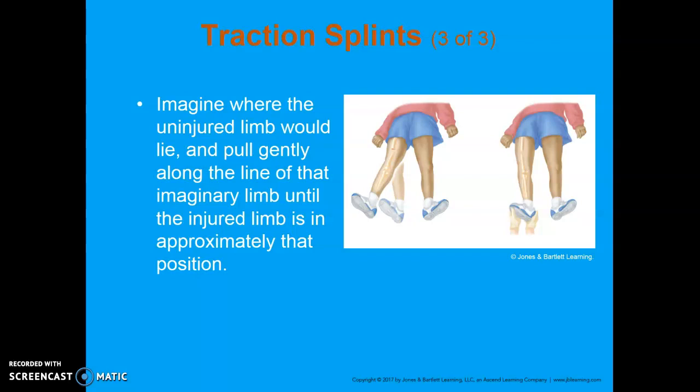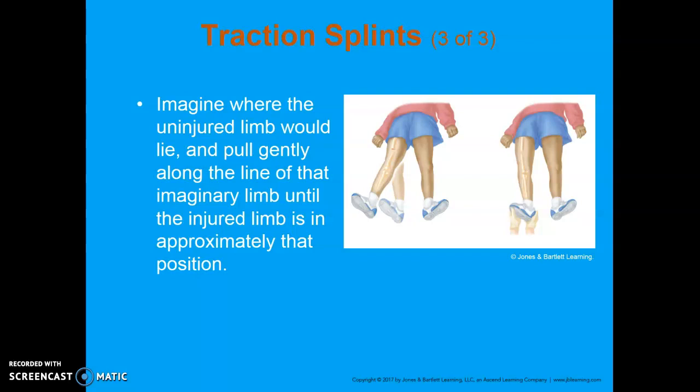You want to imagine where the uninjured limb would lie, how it would look, often using the uninjured side as a guide. And then if the patient strongly resists the traction or if it causes more pain, go ahead and stop and splint the limb in the deformed position.